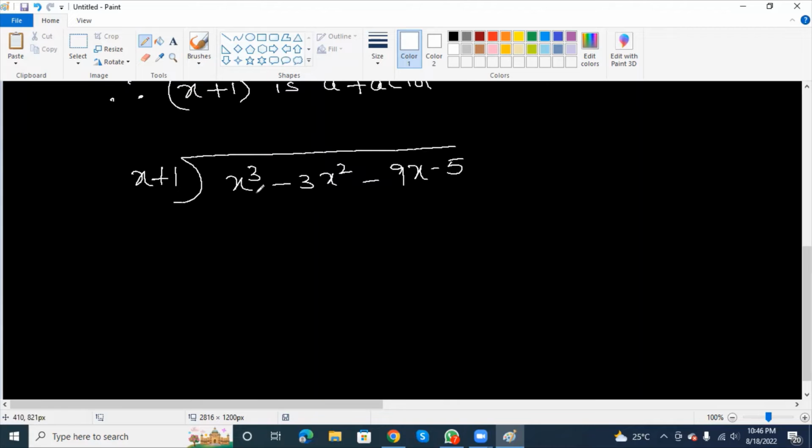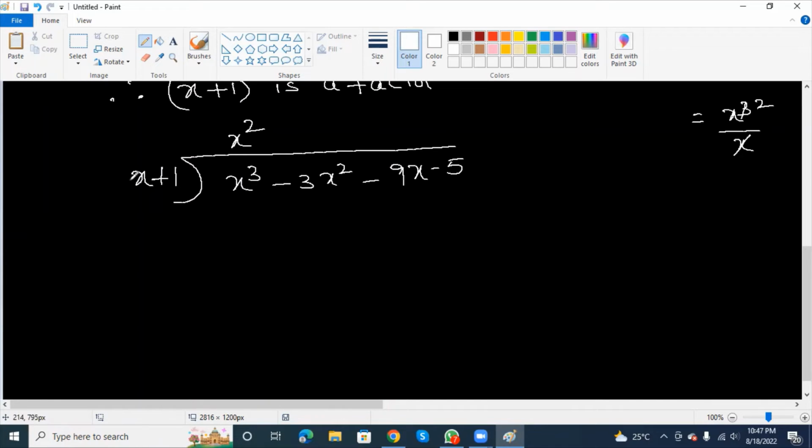Now, let's take the first term of the dividend. This is my rough space. First term of the dividend, x cube, and first term of the divisor is x. Divide both of them. So x in x cube cancels, leaving x square. So that is taken as a quotient. So x square is our first quotient.